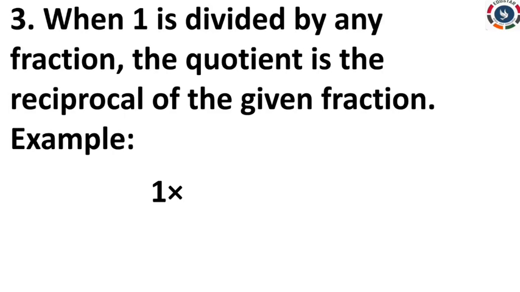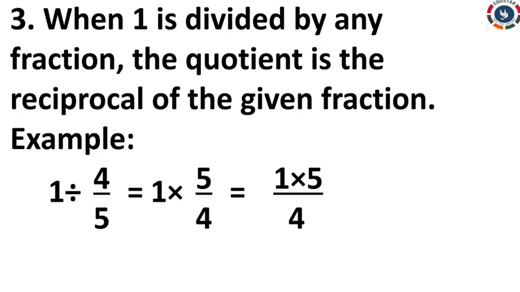And third one: when 1 is divided by any fraction, the quotient is the reciprocal of the given fraction. For example, 1 divided by 4 by 5. Write 1 as it is, the divide symbol changes to into, then write the reciprocal of the second fraction. What is the reciprocal of 4 by 5? 5 by 4. Then multiply the values: 1 into 5 divided by 4 is 1 five is 5, and 4, so 5 by 4.